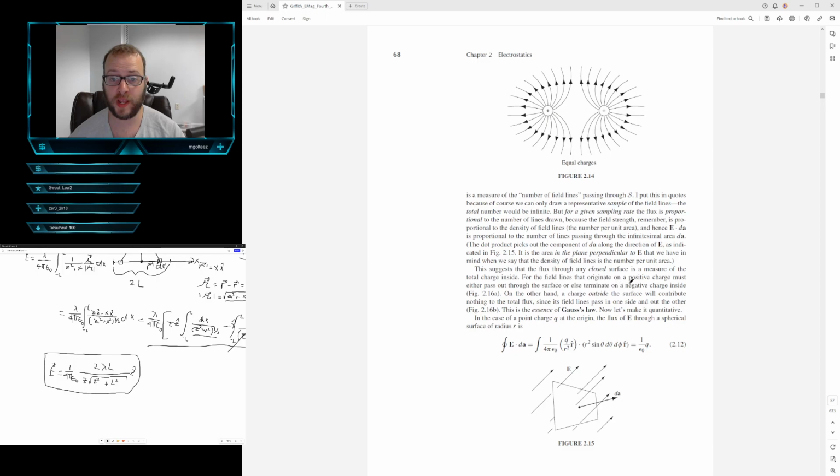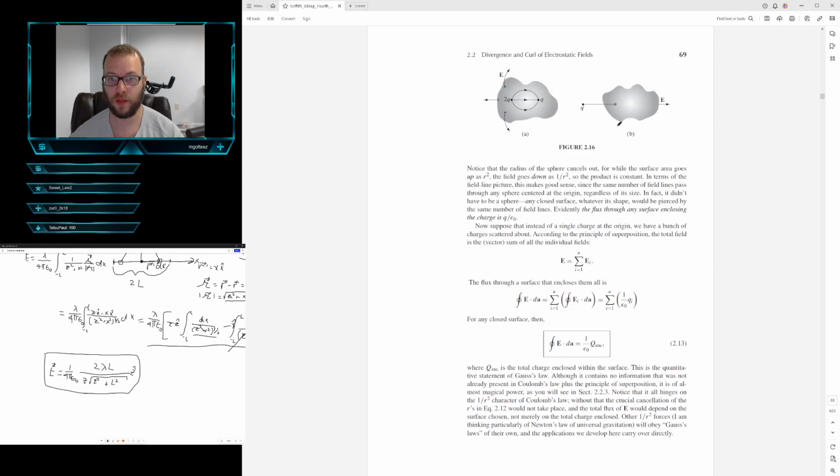Field lines that originate in a positive charge must either pass out through the surface or else terminate on the negative charge inside. Charge outside the surface will contribute nothing to the total flux, since its field lines pass in on one side and out on the other. This is figure 2b. So, these charges stay inside the volume. Everything else goes outside. There's a flux outside. But any charge outside the volume will simply pass right through.